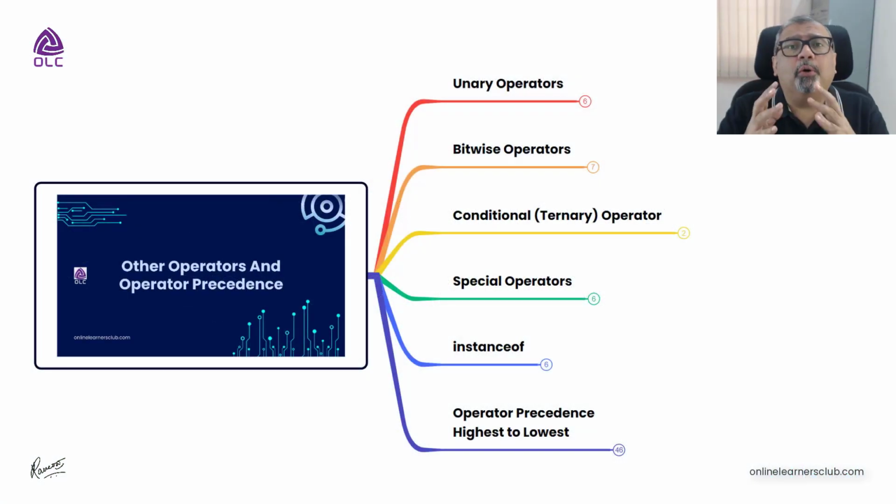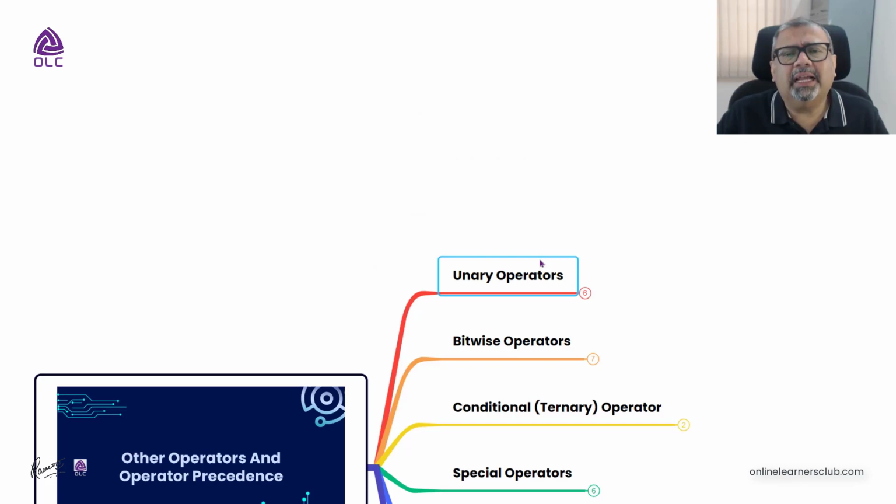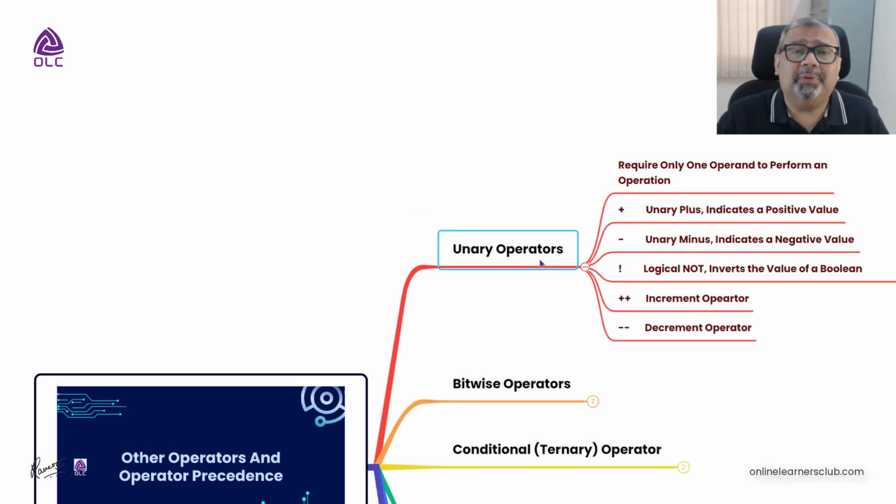Let us look at other operators and operator precedence in Java. So we do have unary operators. A classic example to use unary operators could be, let us say I want to represent a negative number to start with, say int i = -5. So this is what you need to specify. In this case, you could use minus as a prefix to the variable or to the respective value. So this is something which requires only one operand to perform an operation.